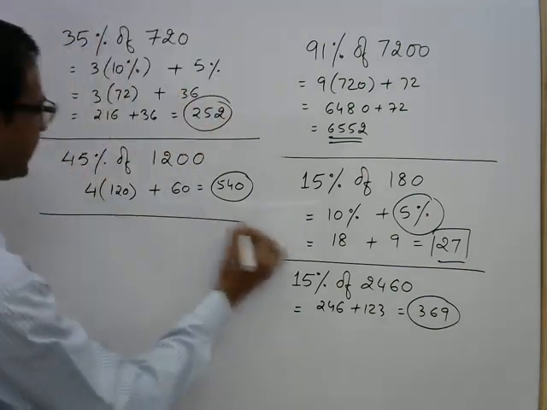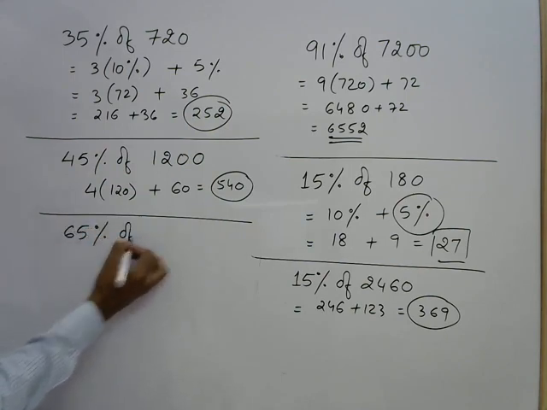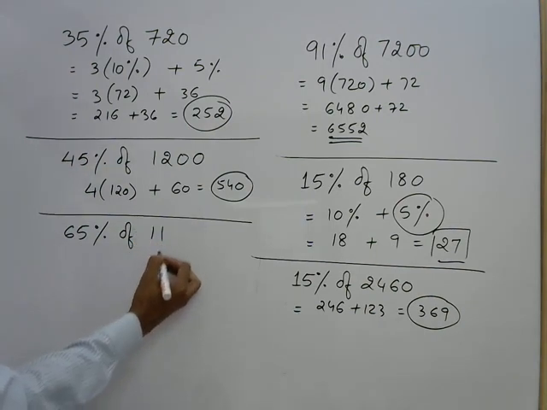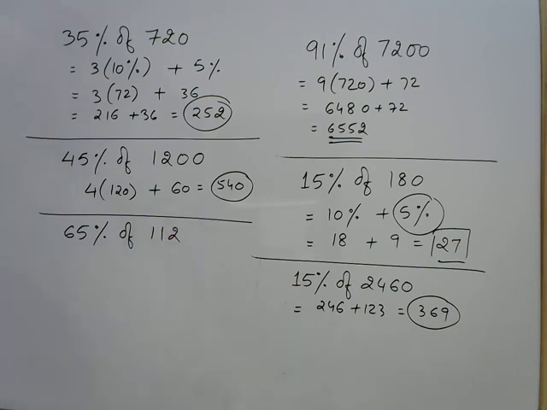One more question. So this is 65% of, let's have a difficult one now. 112. Okay. 65% of 112. Let's have this one. 65% of 112.